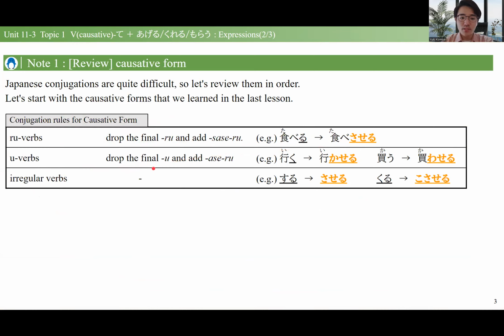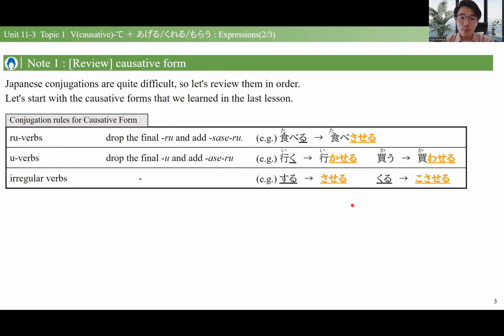う verbs, you want to drop the う and add かせる, so 行く will be 行かせる. You need to be careful with the verbs that end with the hiragana う, as in 買う or 会う. You want to add わせる. W sound comes in. 買わせる. Or 合わせる, for example. Finally, the irregular verbs, the whole word changes. する will be させる. 来る will be 来させる. Alright, so that is the causative form.